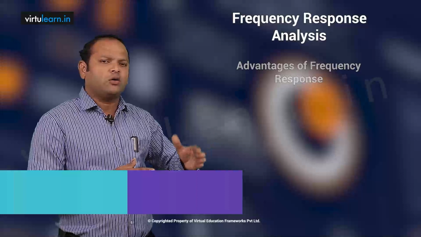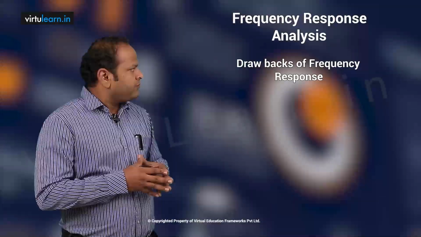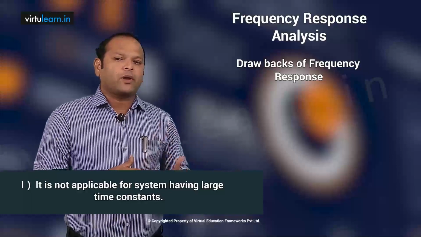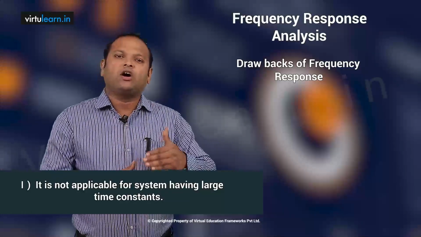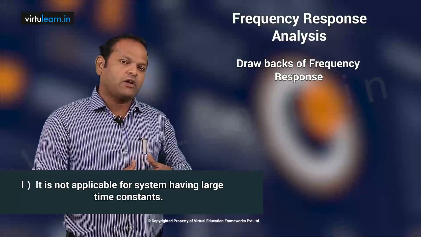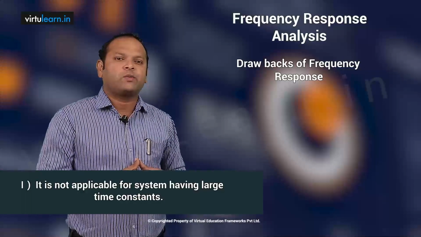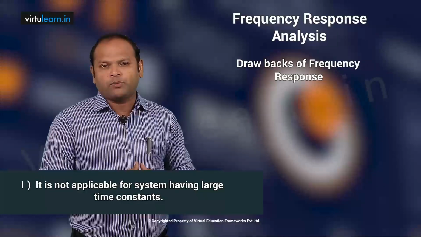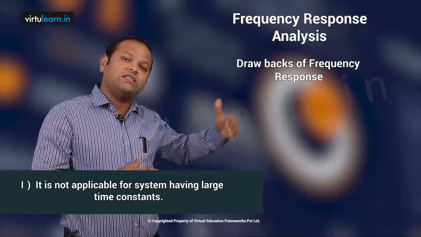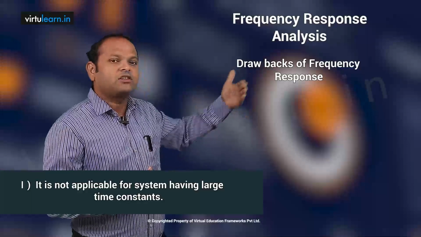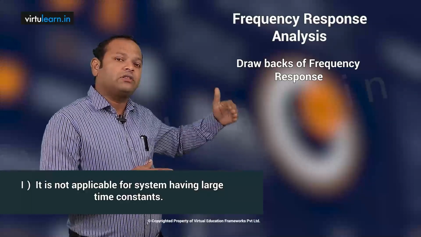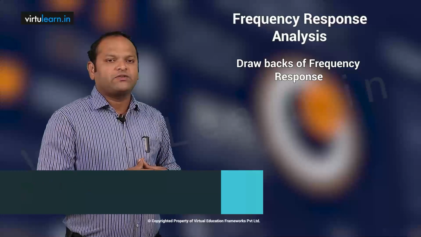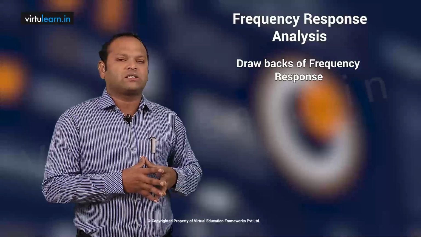Then what are the drawbacks of frequency response? One drawback is that frequency response cannot be applied to systems having large time constants, especially process systems. We find the time constant in minutes and hours. Frequency response is not possible because the frequency input is a very fast changing signal, whereas the system cannot change at that rate. So we cannot apply frequency domain techniques for slow, slowly varying systems.